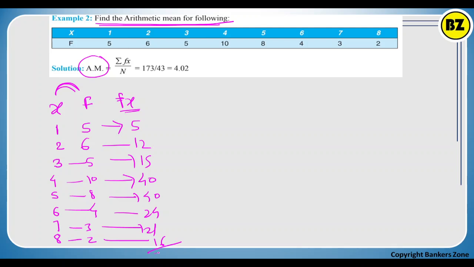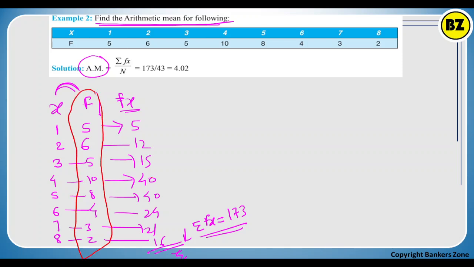Okay, so just do the summation of it. So here you will get the summation of f of x, which is 173. Okay, very simple, right? Now what is the summation of f? See, this is the f column, we are having f, right? When you total this f column, you will get the summation of f.